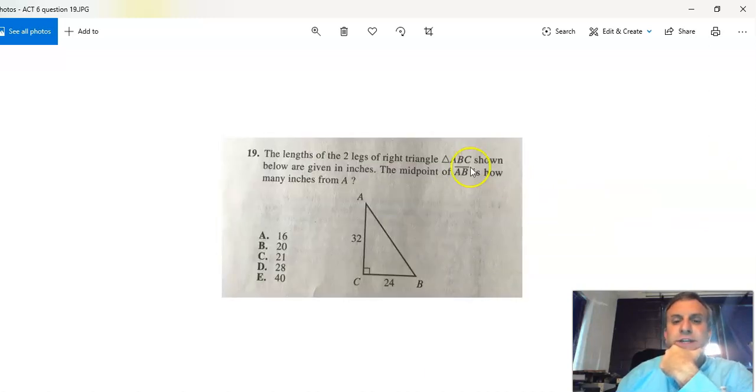All right, 19. The lengths of the two legs are shown. The midpoint of AB is how many inches far away from A? All right, we got to find the hypotenuse. A squared plus B squared equals C squared. Or this is a Pythagorean triple of 3, 4, and 5. Okay, and if you're able to solve that, you'll be able to solve this one faster.